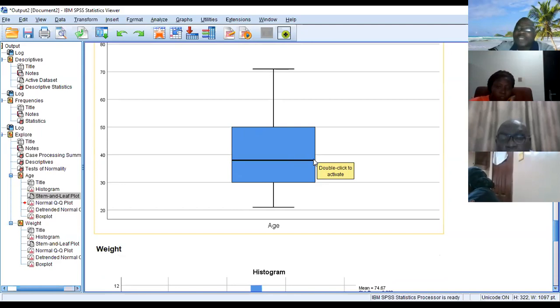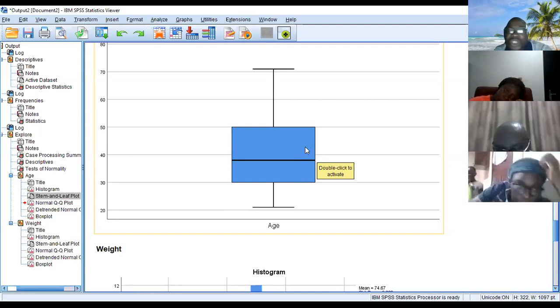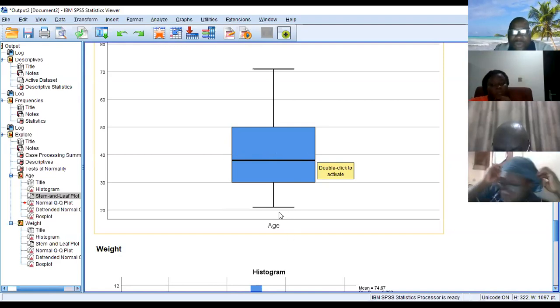Here, the upper part is more, so it's skewed to the right. If it's skewed to the left, the lower part will be more. If it's normal, not skewed, the median will be in the middle. If there are some outliers, if you put them as dots, you see. Scroll down.